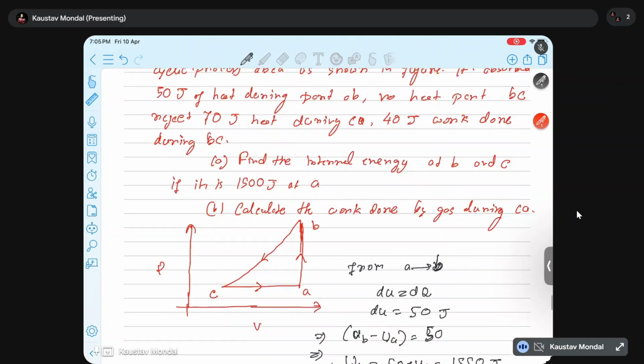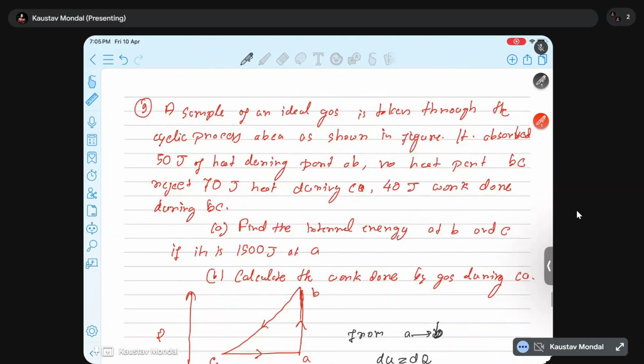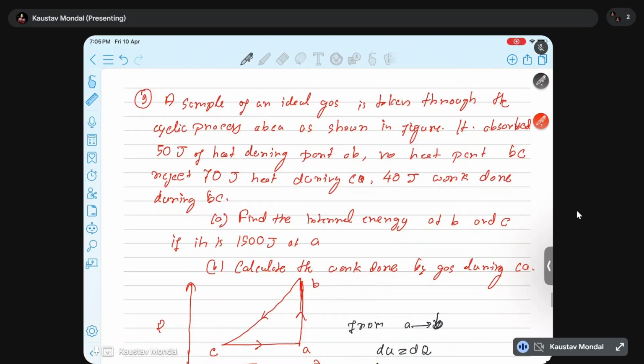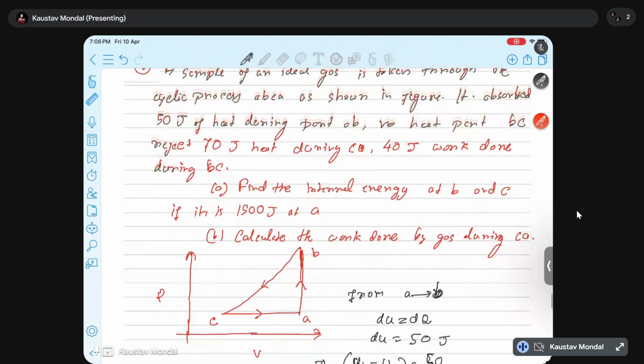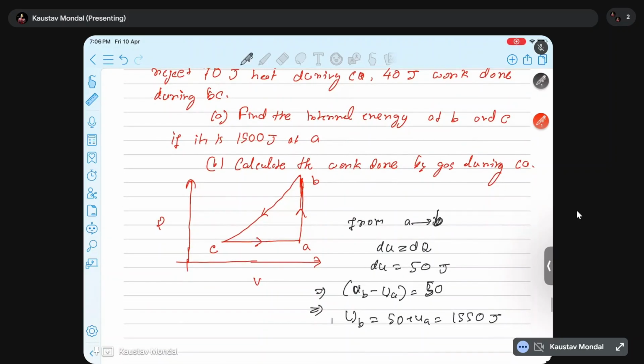No, sorry, it's not adiabatic. There is no heat during BC. Yeah, no heat during BC. That means it's an adiabatic process here.